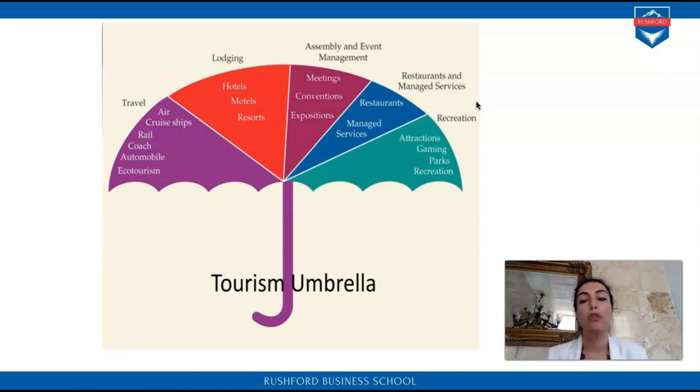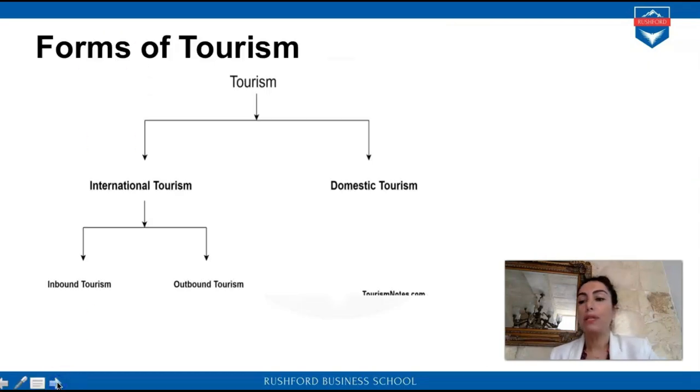As well, when the tourist is going to practice tourism in any country, of course, as we mentioned, he's going to use a mode of transportation, a mode of accommodation or lodging, maybe attend some event, and go to the restaurant or managed service. At the same time, he's going to have recreation. Recreation will include the attraction, the places that I'm going to visit. Maybe I want to visit a tourist site, or a museum, or some parks like water parks. So all this comes under recreation. So this will be the umbrella of tourism.